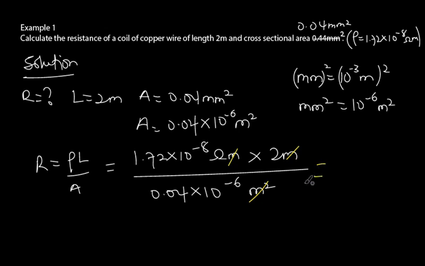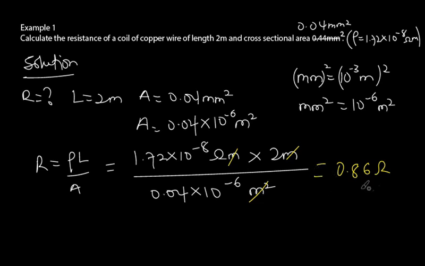So we have 1.72 times 10 raised to the power minus 8 times 2 divided by 0.04 times 10 raised to the power minus 6. So this is giving us 0.86 ohms as our answer.